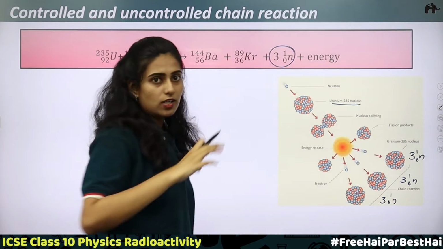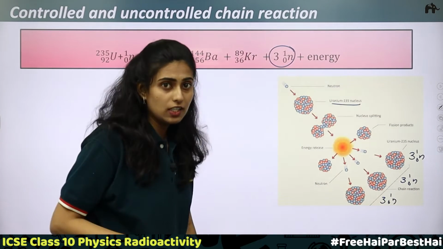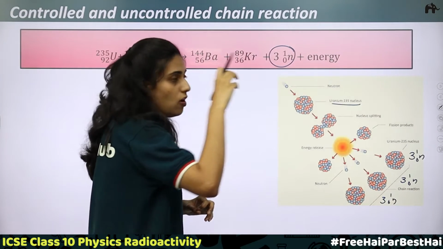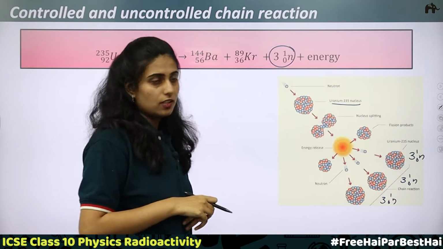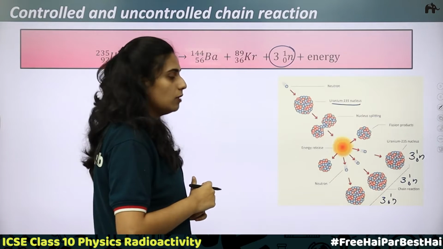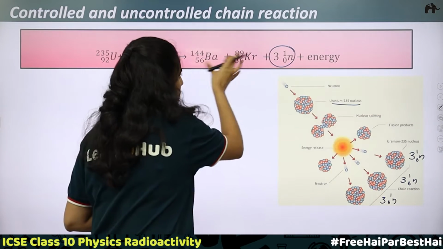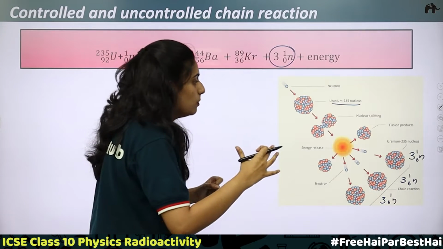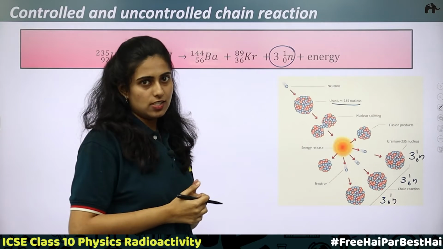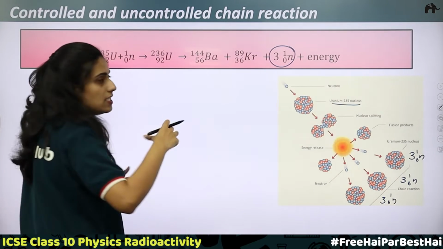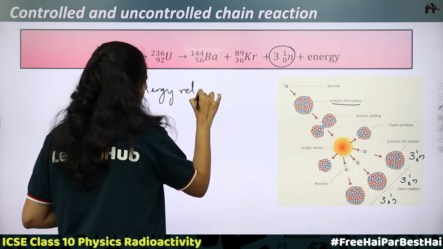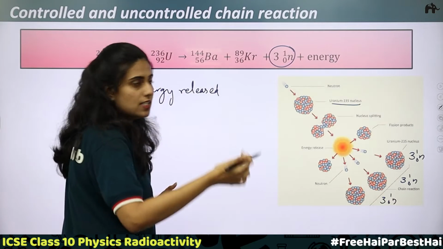Now these 9 neutrons, what do they do? They go and strike other uranium-235 nuclei. Again what happens? For each of these 9, you will get 3 neutrons each, along with the products. Then you will be able to see that this is a continuous reaction. A continuous chain reaction is happening, which means the energy released is increasing. It is not just increasing, it is tremendously increasing.